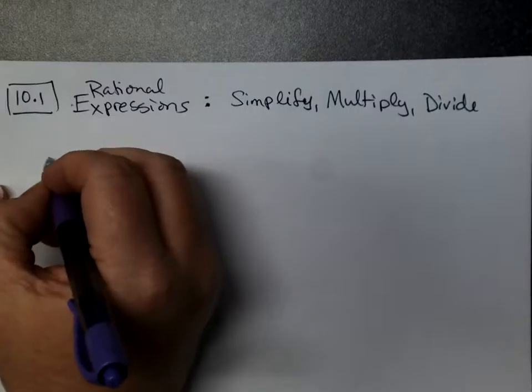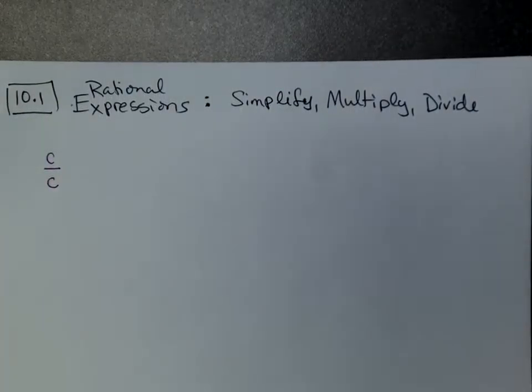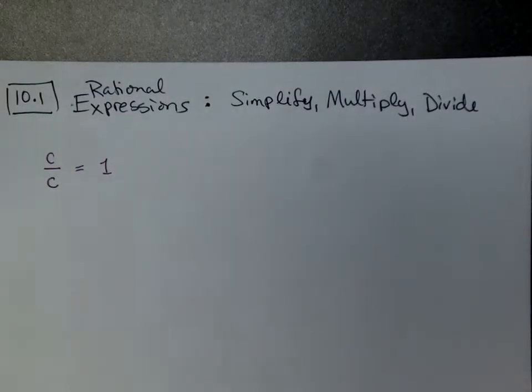So one general principle is this. If you take anything, I'll put C over C. Okay? So that could be 8 over 8, or negative 3 over negative 3, or it could be 2x over 2x, or it could be x plus 8 over x plus 8, like a binomial over binomial. Doesn't matter. You put something over itself. What does it equal? 1. Right? So anything divided by itself, no matter what that thing is, equals 1.